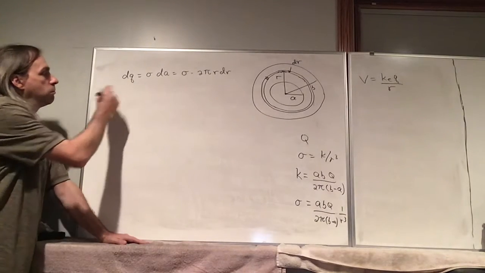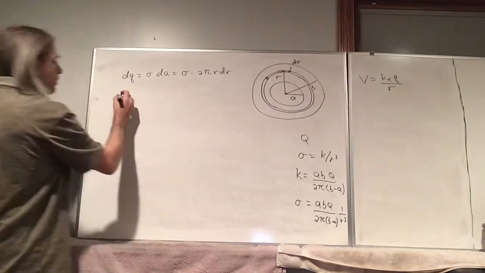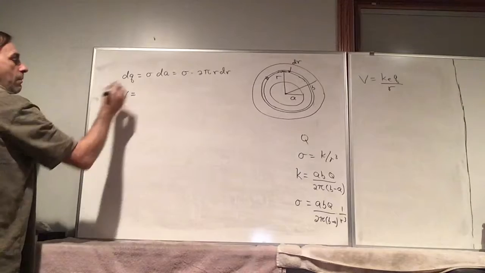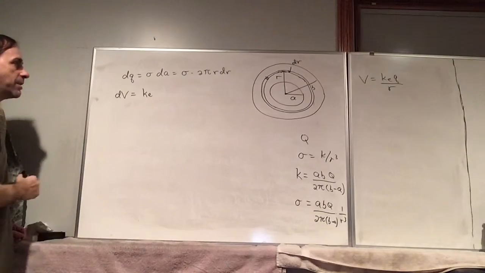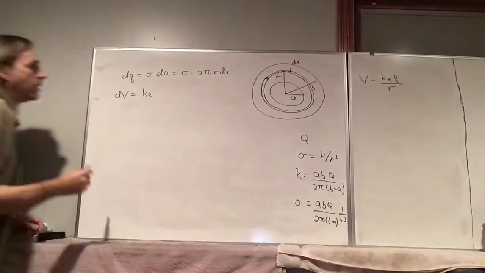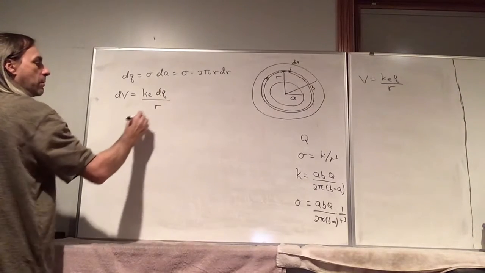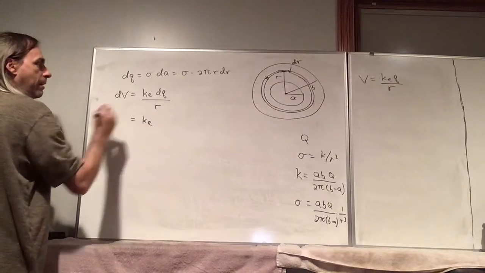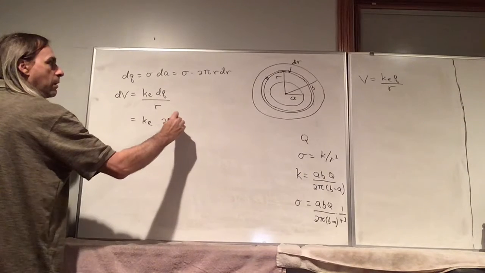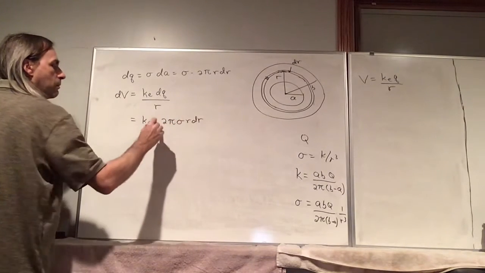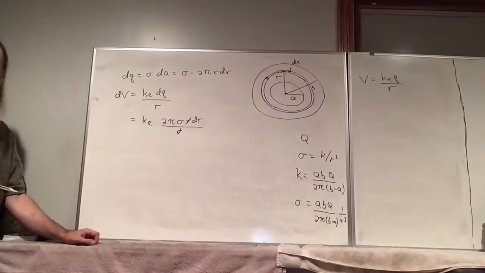So, and then let's just integrate this. The potential due to that ring at a radius r. So here, this ke is different than this k here. So we have ke dq over r. So let's kind of put this together. We have ke, dq is 2 pi sigma r dr, divided by r. So that cancels out.